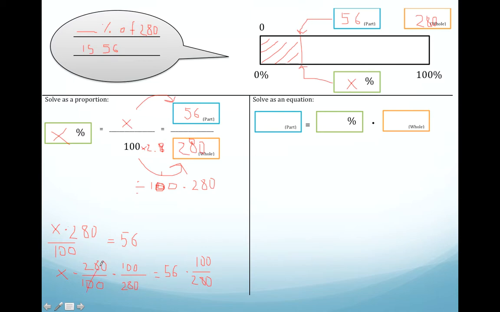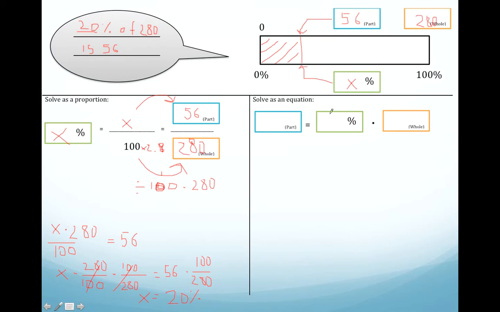Okay. Reciprocals cancel. They are equal to 1. So x times 1, or just x, equals, I take my calculator, I plug in 56 times 100 divided by 280, and I get 20. X is 20%. So 20% of 280 is 56.